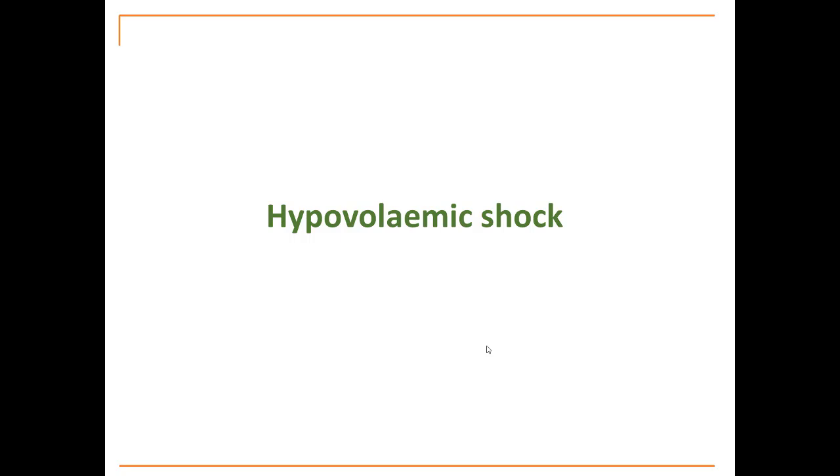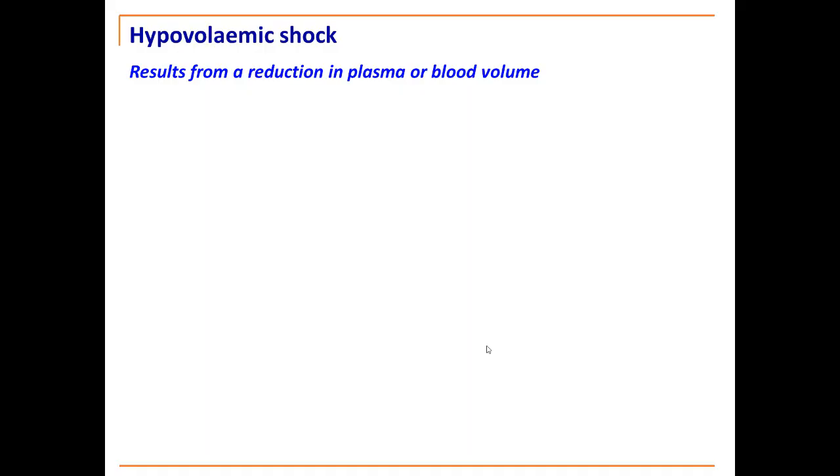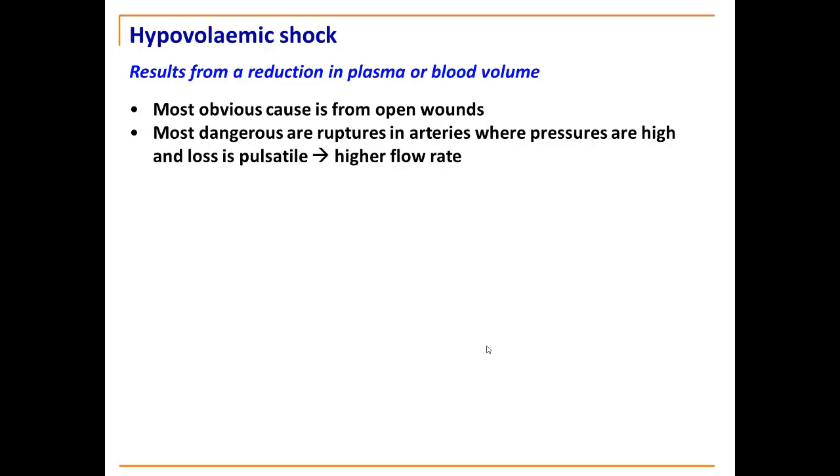The first one we're going to talk about is hypovolemic shock. This results, as would be expected, from a reduction in the plasma or the blood volume. The most obvious cause, of course, is open wounds, where you're getting blood loss. Blood loss from arteries appears bright red due to the oxygenated hemoglobin. Most dangerous are ruptures in arteries, where the pressures are high and the loss is pulsatile, and therefore it has a higher flow rate and more blood is lost.